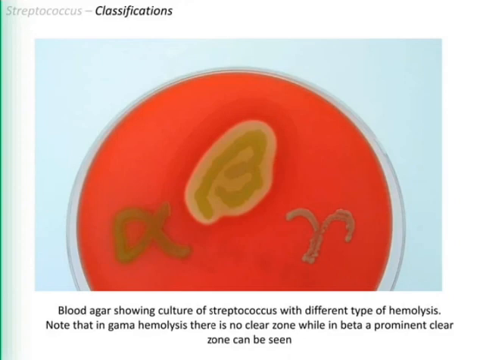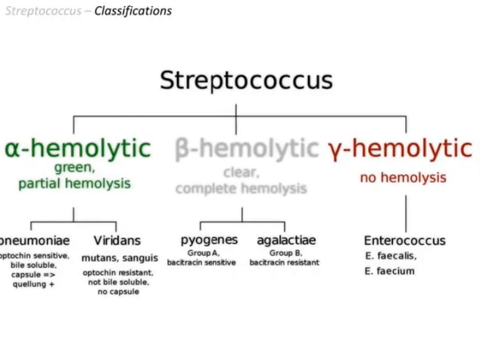Blood agar showing the culture of the streptococci with different types of hemolysis. Note that in gamma hemolysis there is no clear zone, while in beta a prominent clear zone can be seen. Streptococci are classified into three: alpha hemolytic, beta hemolytic and gamma hemolytic. Green, partial hemolysis; clear, complete hemolysis; and red, no hemolysis.